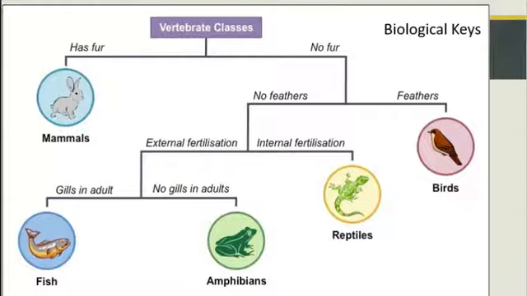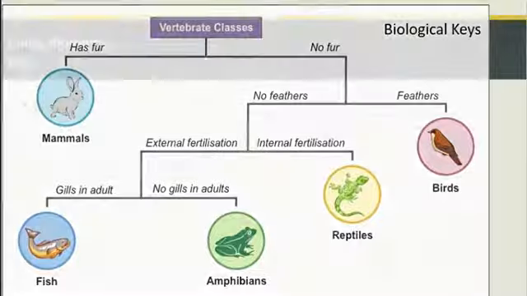So here we're looking at vertebrates. Do they have fur or no fur? The creature we're looking for has no fur. Let's say we're looking for this frog down here. No fur, so we go over here. Does it have feathers or no feathers? No feathers, so we go down here. Does it have external fertilization or internal? External. No gills as adults, amphibian. It brings us to the toad.